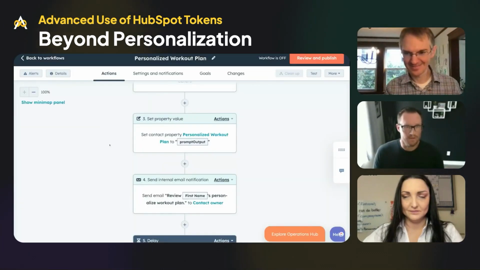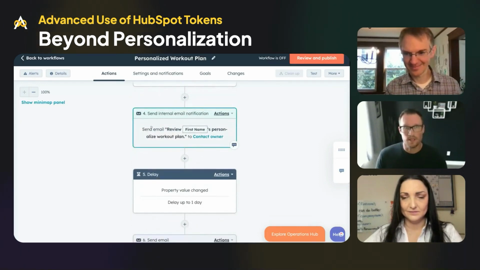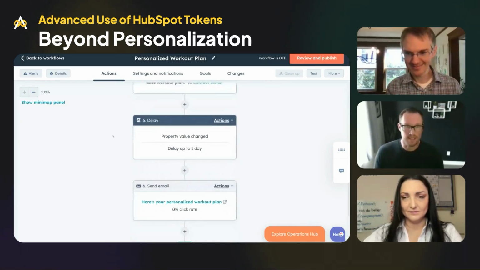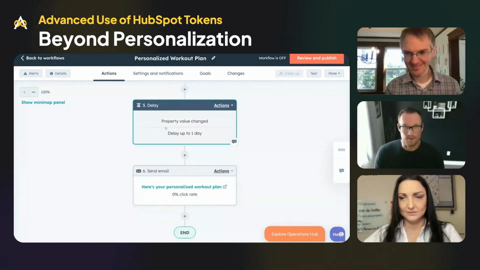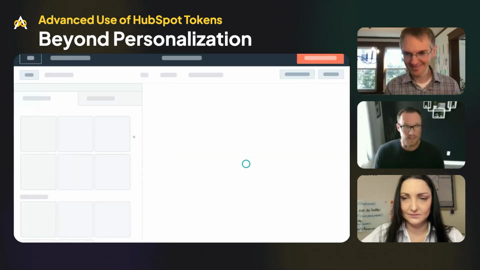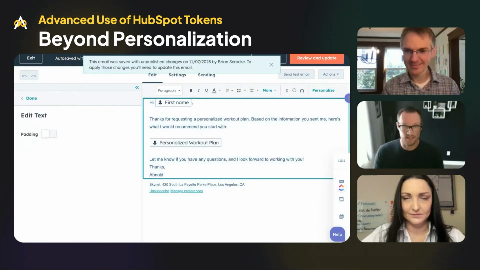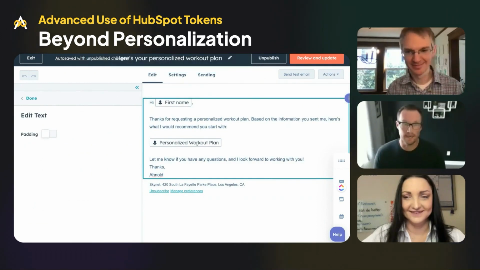And I think there can be a piece here where you can get someone to internally review that first. And let's say that has been reviewed and approved. As soon as that does, then it can fire off the personalized workout plan. Otherwise, it can wait up to 1 day before it goes out to the contact itself. And so here you can see that the email is a very simple email. It's not listing anything other than here's your workout plan, and then here's that personalization token that is filled by the prompt output from the AI.